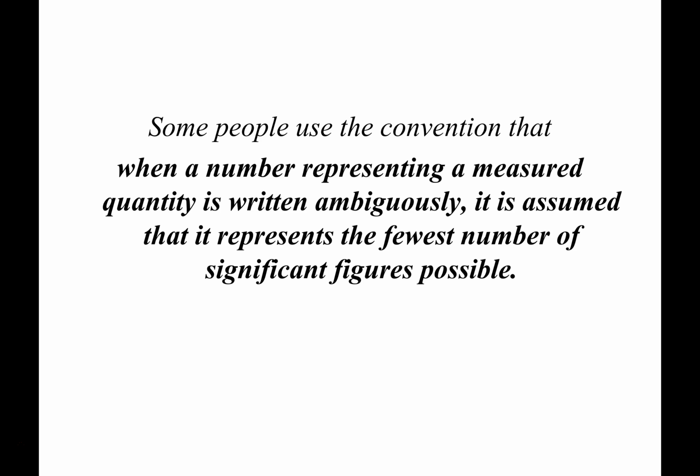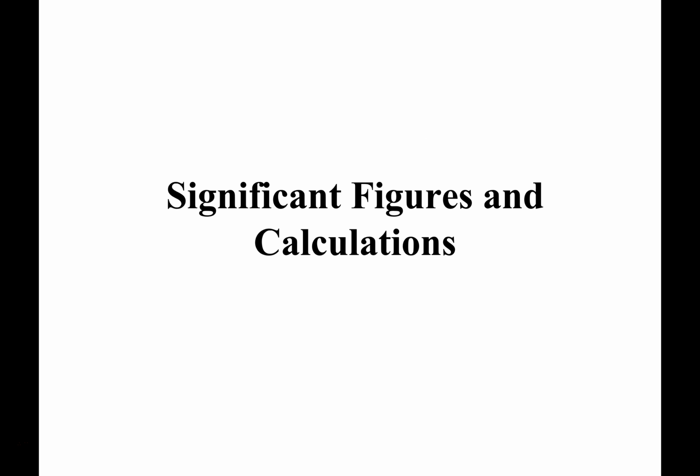Some people use the convention that when a measured quantity is written ambiguously, like the large number, the 32,000, it's assumed that it represents the fewest number of significant figures. So this is consistent with when I said 32,000 with no decimal, 2 sig figs. Okay, that's kind of what I said a minute ago.